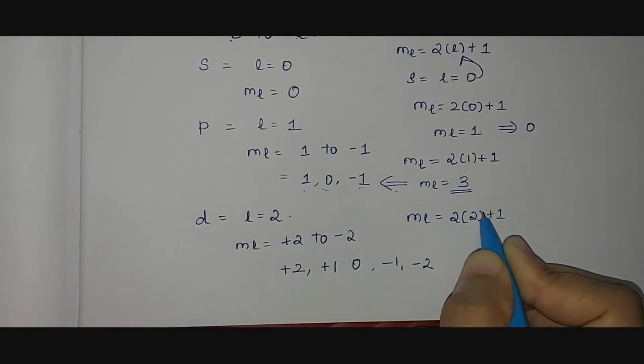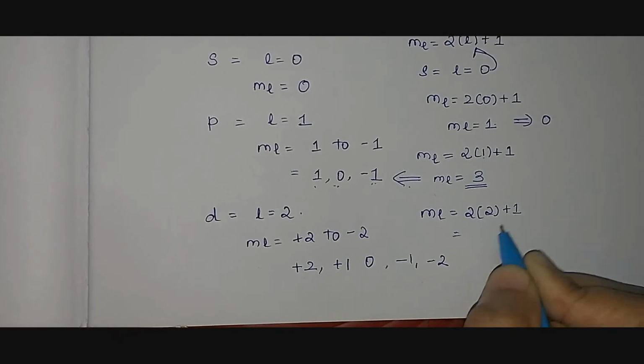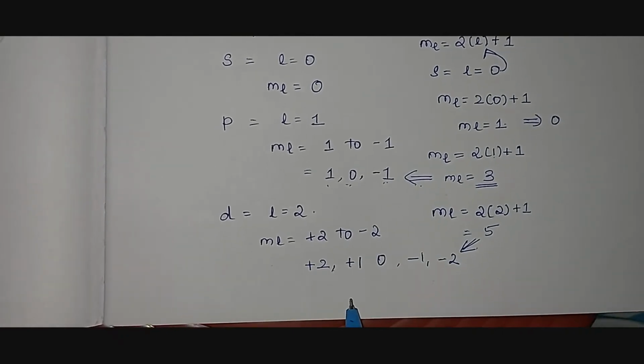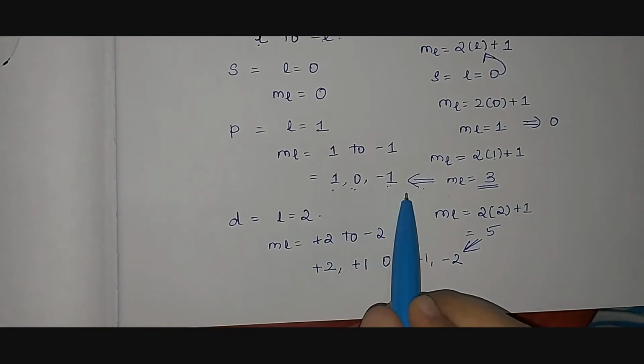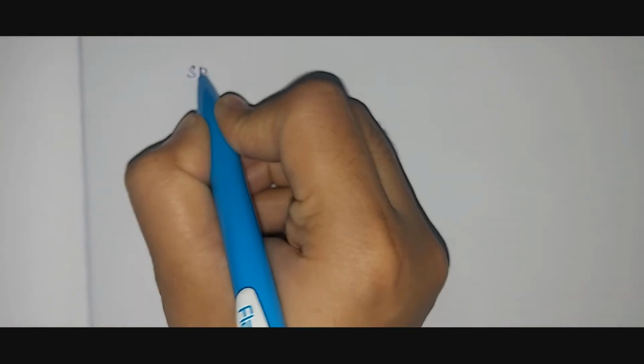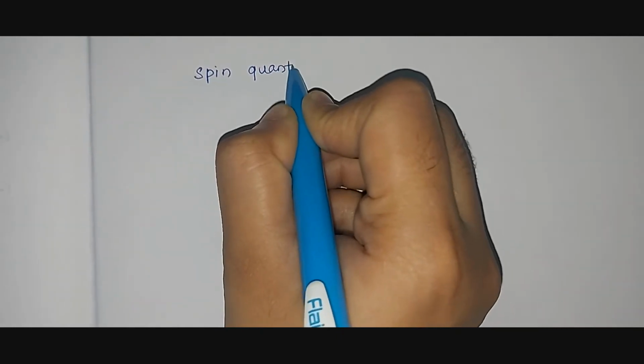Similarly, for d orbital, the number of values is 2 into 2 plus 1. Why? Because L value is 2. So totally how many values do we have? 2 2s are 4, 4 plus 1, 5. And those are the values in between plus 2 to minus 2. So these values just indicate the orientation of the orbitals in space. And the last quantum number is the spin quantum number.